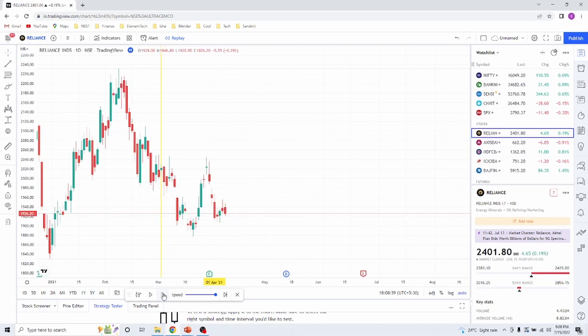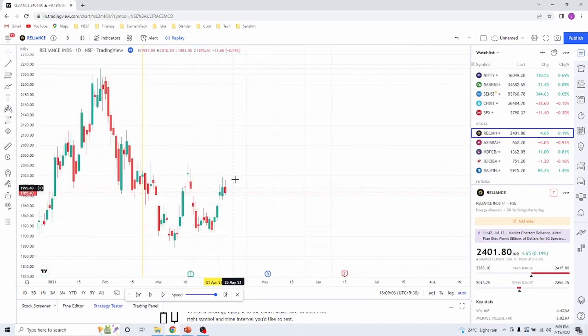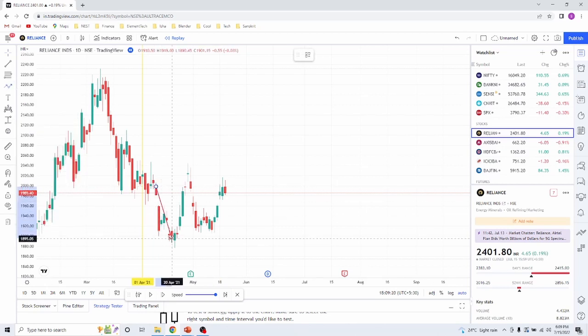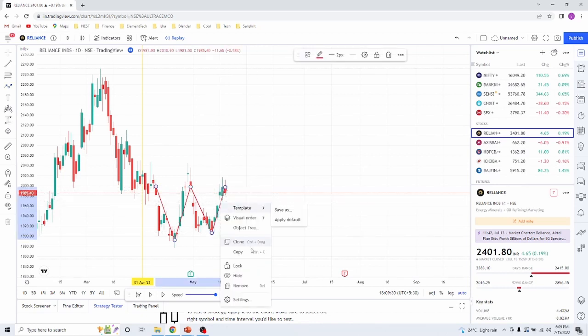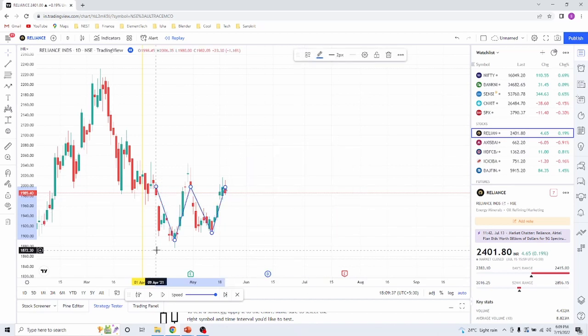Okay, great. So you can see that a double bottom is getting formed here. A double bottom is of the shape of the letter W. So you can see from here to here to here. We can quickly draw it. You can just take the path tool and start from here, go down here, then go up here, then go down here, and then go up here. Then hit escape and settings, make it blue. So this is the W pattern. Let's see what happens next.